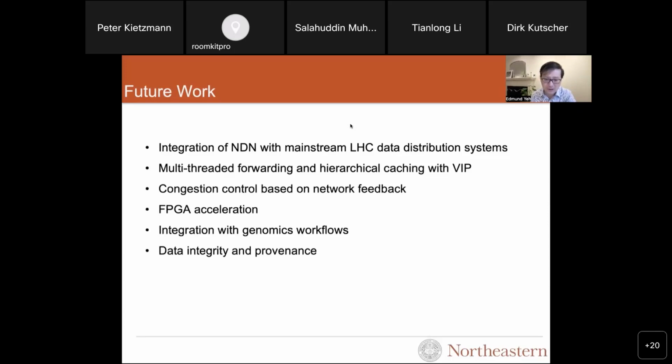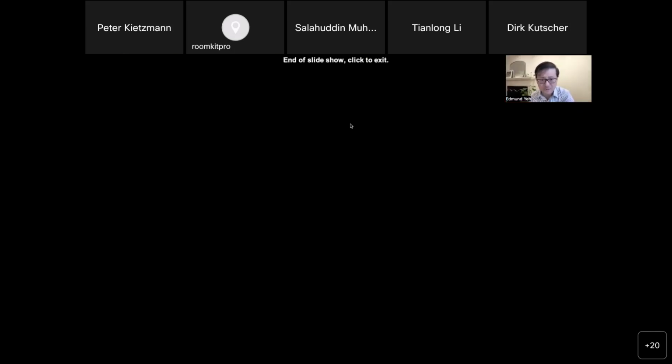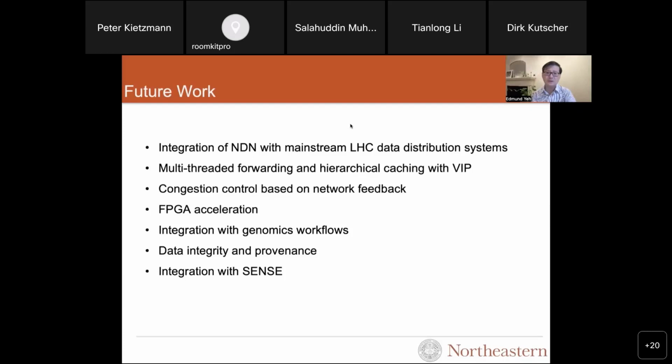We are looking at data integrity and provenance using NDN protocols. This is something that's very important for scientific experiments. We will be integrating with SENSE, which is a platform which gives some service guarantees and SDN control over the links and paths, which would be very helpful for the N-DISE project.